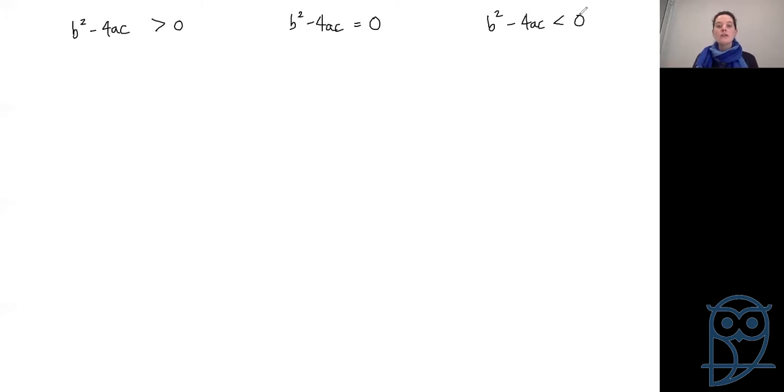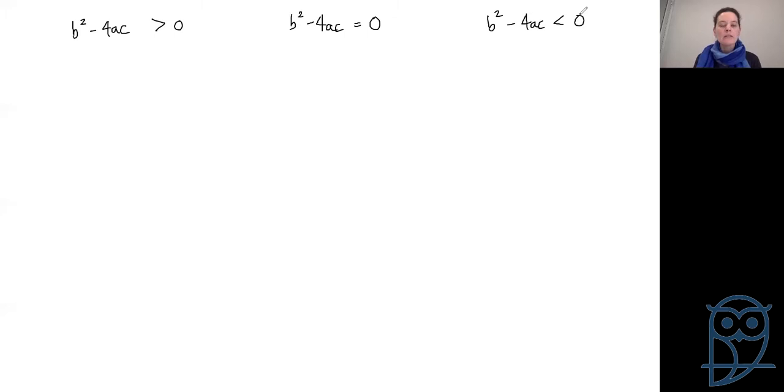So if we write this now a little bit more technically, we can have b squared minus 4ac is greater than 0. There's our positives. We could have b squared minus 4ac is equal to 0. There's our equal 0. And we could have b squared minus 4ac is less than 0. So that, of course, is then our negatives. So positives or 0 or negatives, what effect does it have?